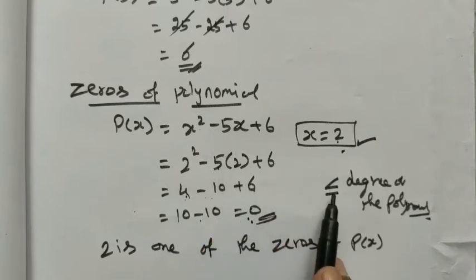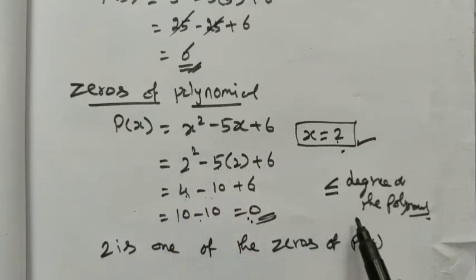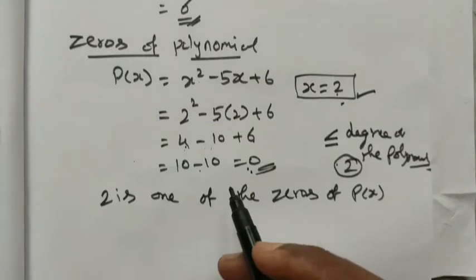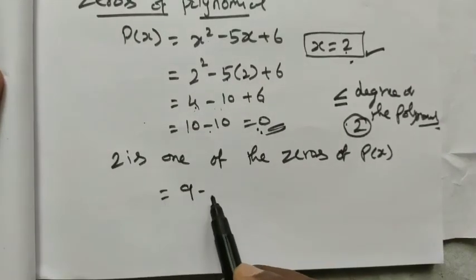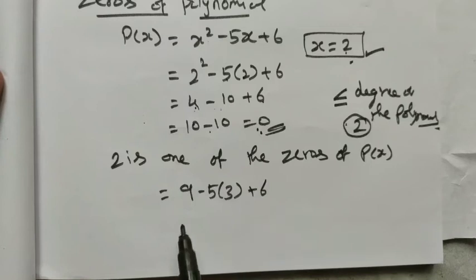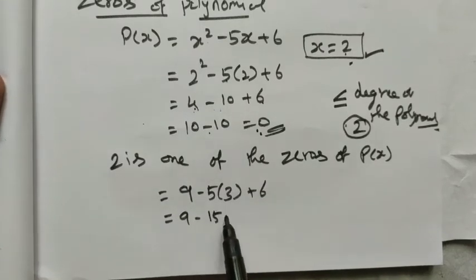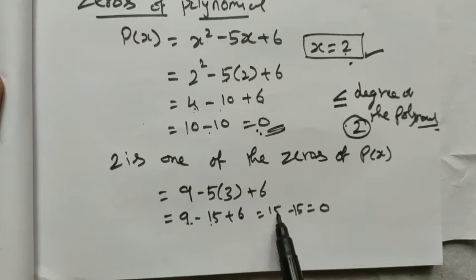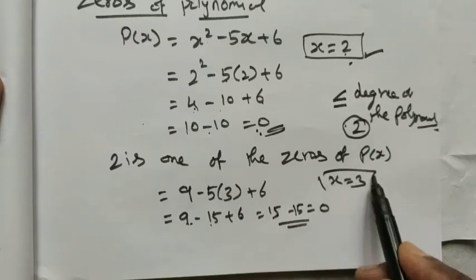How many zeros can we find for this polynomial? The highest power of the polynomial is 2, right? Either we can get 2 zeros or fewer than that. Suppose here I apply the value 3. What do you get? 3 square is 9, minus 5 into 3, plus 6, is equal to 9 minus 15 plus 6. If you add 9 and 6, we get 15, minus 15 is equal to 0. Now when I apply the value x is equal to 3, we get 0.